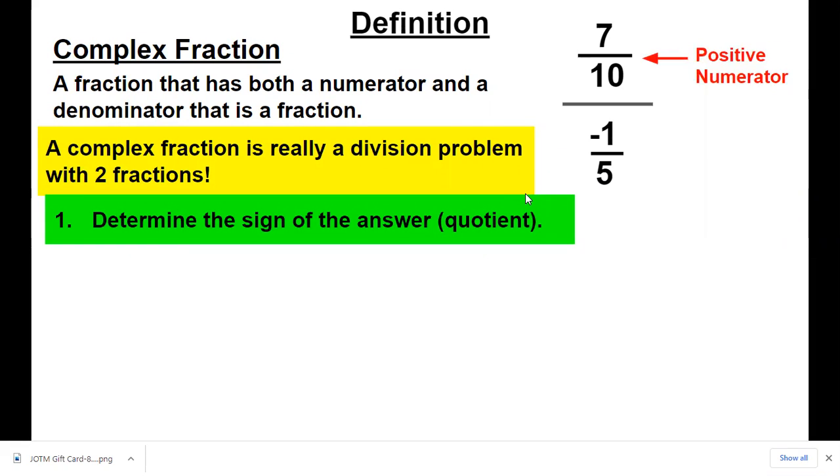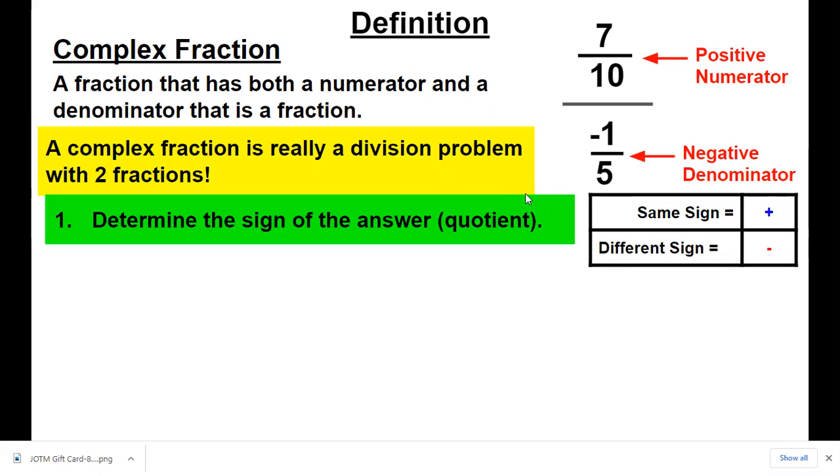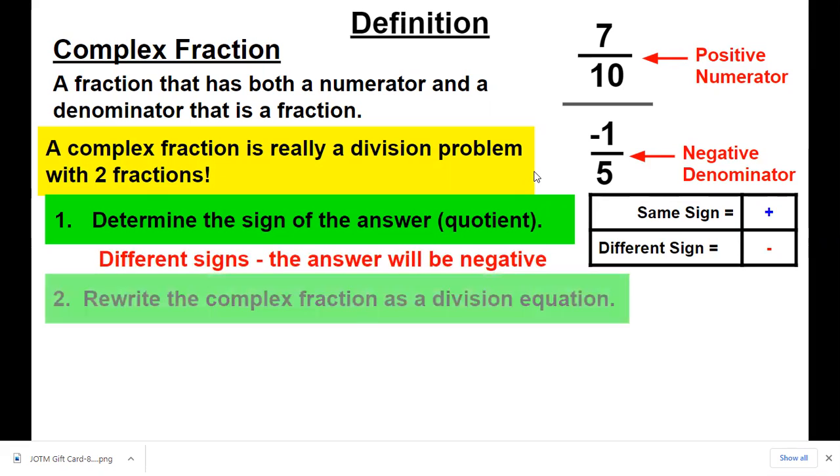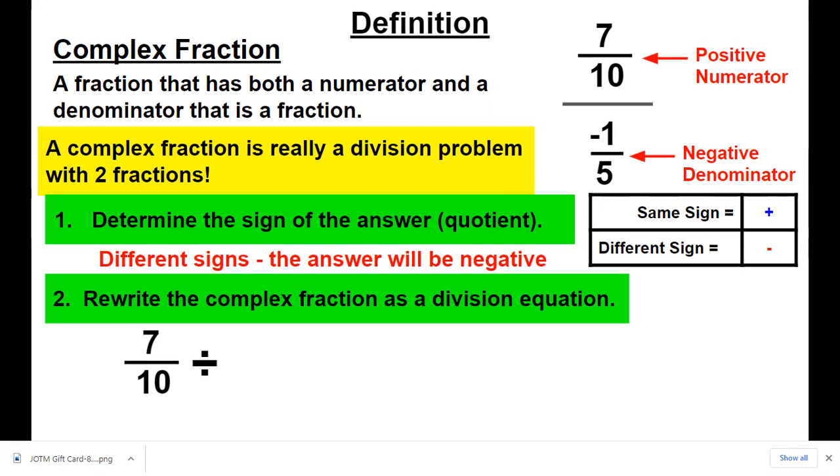So positive numerator, negative denominator, same sign equals positive, different sign equals negative. So we're going to have a negative answer, we just said. Okay, we write the complex fraction as a division equation: 7/10 divided by -1/5. That's really what this complex fraction above means.